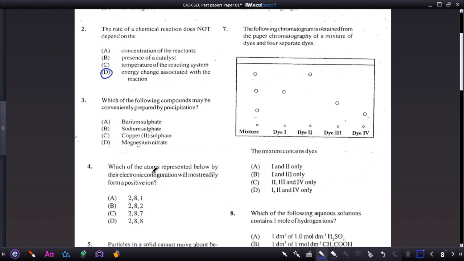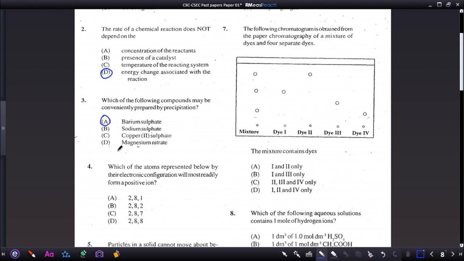Question 3. Which of the following compounds may be conveniently prepared by precipitation? And if you look at all the options in 3, you will see that they are sulfates and 1 nitrate. So if we use the solubility rules that all nitrates are soluble, then it's not D, and all sulfates are soluble except barium, lead, calcium, and silver. So the answer that we are looking for would be A.